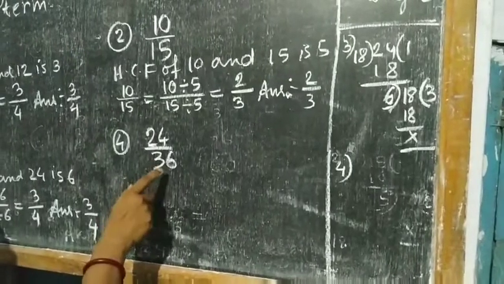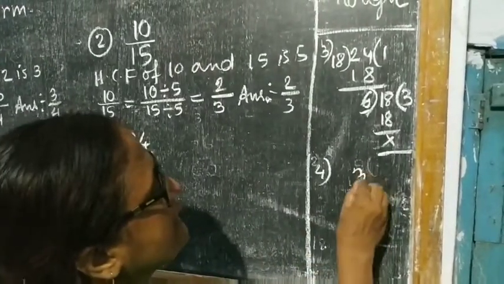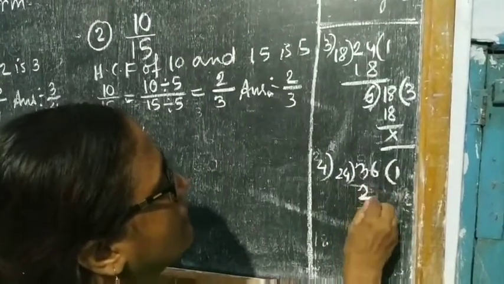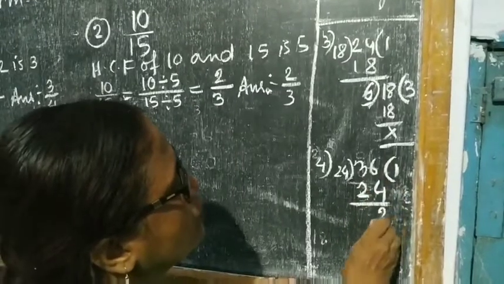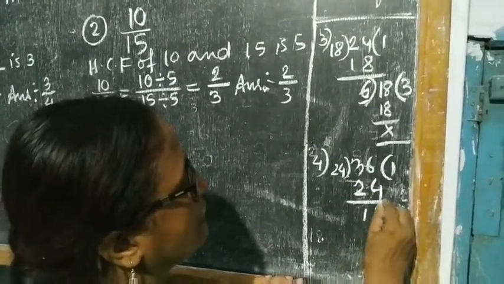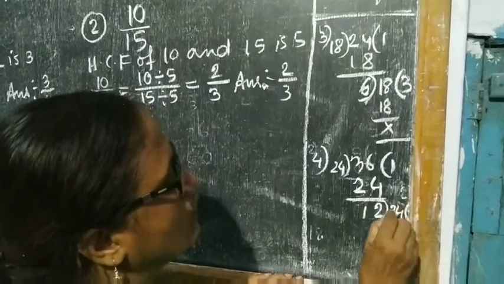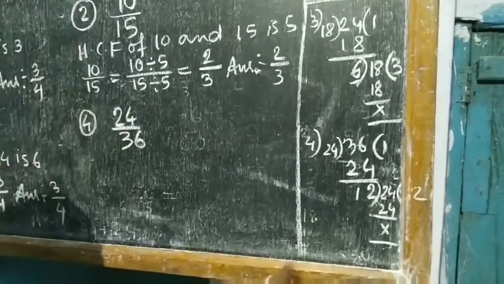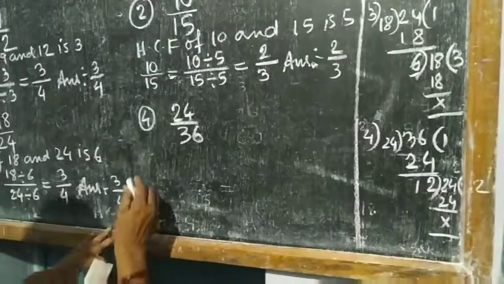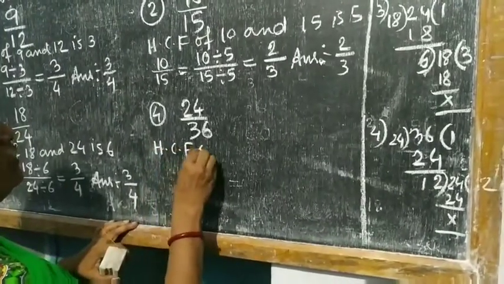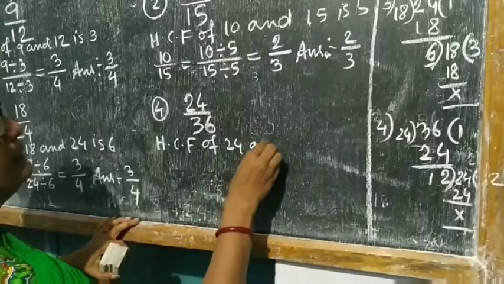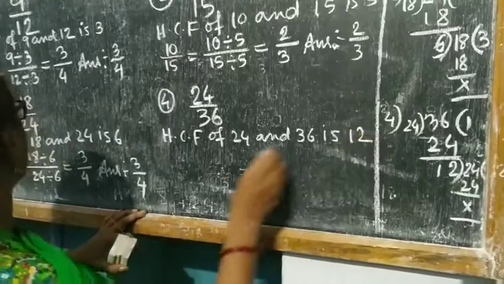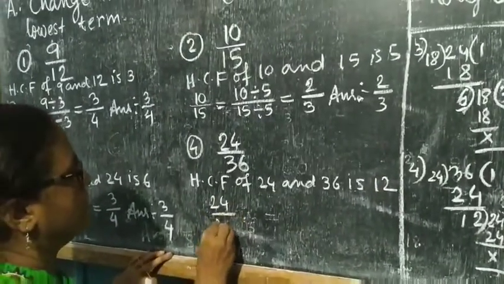Which number is better? 36 is better than 24. So divide 36 by 24. So 24 ones are 24. 36 minus 24, 12. So now divide 24 by 12. So 12 twos are 24. So 12 is the HCF of 24 and 36. So write HCF of 24 and 36 is 12.